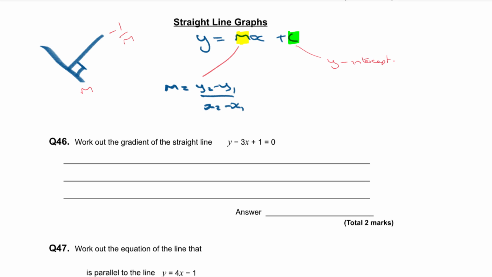Now that does not look like what I just wrote down, y equals mx plus c, but we can make it look more like that by just moving bits of it over the equal sign. So if I take the minus 3x and move it over, and the plus 1 and move it over, I'm going to get y is equal to positive 3x, if I move it over the equal sign, minus 1. Okay, now it looks like y equals mx plus c, where m is 3, look, and c is minus 1. So what is the gradient of this straight line? It's going to be 3, isn't it?